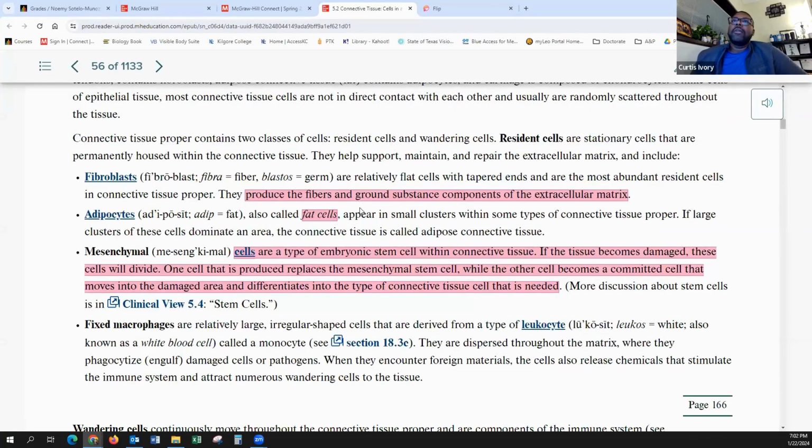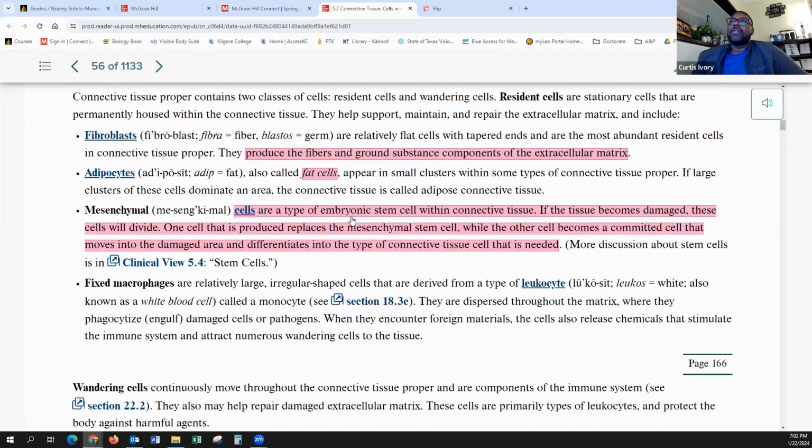So like I said earlier, fibroblasts are for producing fibers and ground substance. Adipocytes are fat cells. Mesenchymal cells are a type of embryonic stem cells within the connective tissue. So if these tissues become damaged, these cells will divide. Once the cell is produced, replaces the mesenchymal stem cell, they become a committed cell that moves into the damaged area and differentiates into the type of connective tissue that cell is needed.